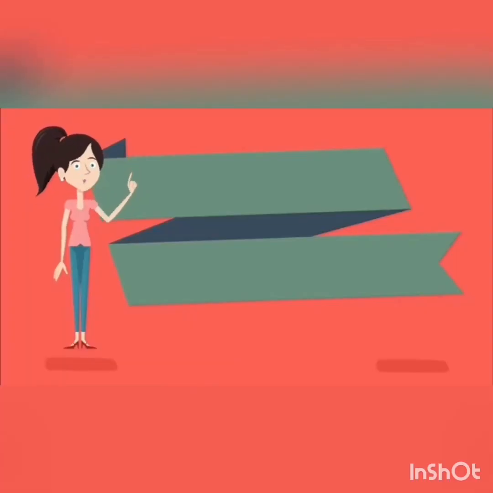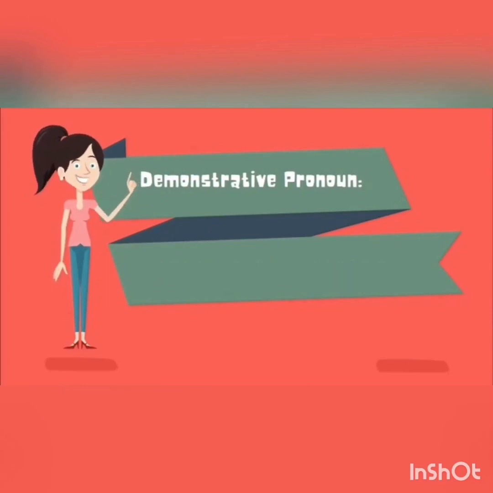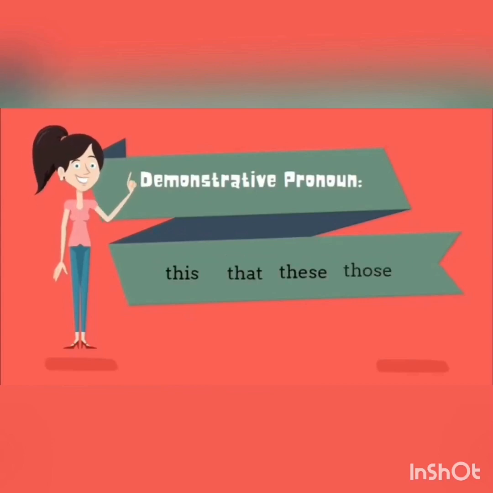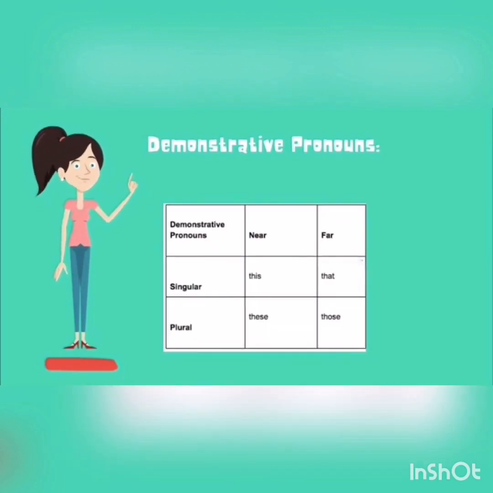This tutorial will explain how to distinguish between demonstrative pronouns and demonstrative adjectives. A demonstrative pronoun is used to point out one or more nouns referred to in a sentence. There are 4 pronouns that you will need to remember: this, that, these, and those. Let's take a look at how demonstrative pronouns work. You would use this and these for near in distance or time.